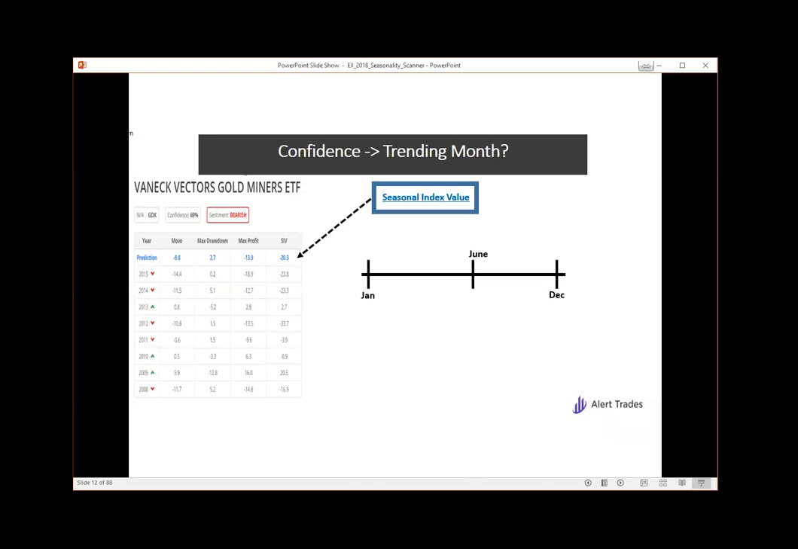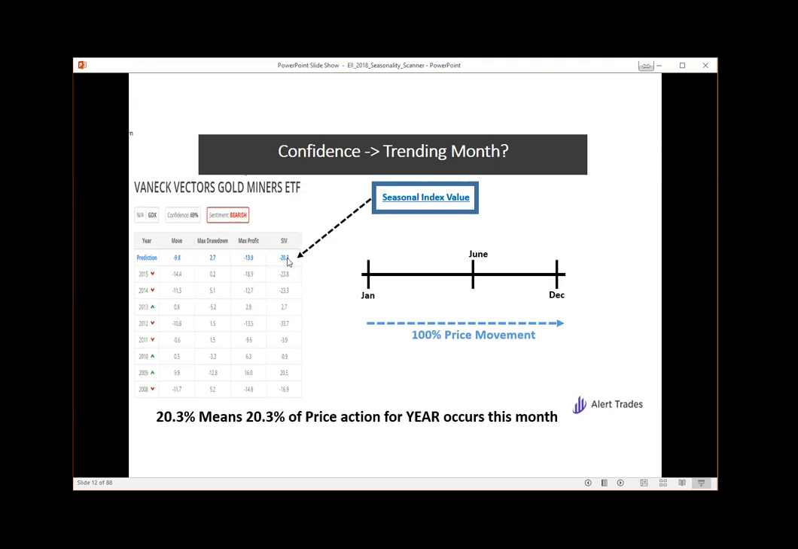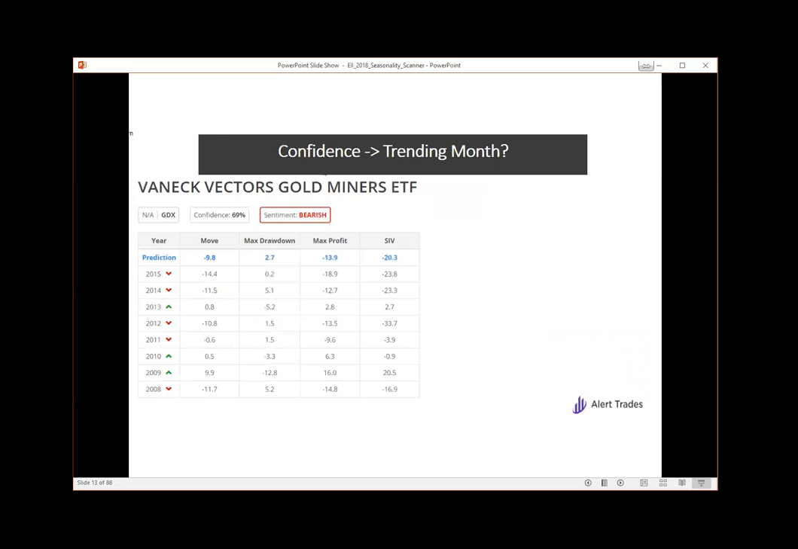Okay, so how does it work? We look at everything from January to December, and we say that from January to December, it's going to move 100% of the price action. So when you look at this 20.3% for the SIV value, that's telling you that in this month, for this particular instrument, 20% of all the price action for the entire year is going to be in this month. And that's exactly what you want. You want things that are moving. What we look for, and I'll go over this a little later, is this value to be 10% or higher for bullish, or negative 10% and lower for bearish. If 10% of the price action for the entire year is in that month, then you know it's going to be trending. So that's what we're going to look for, and I'll go over that formula in just a moment.